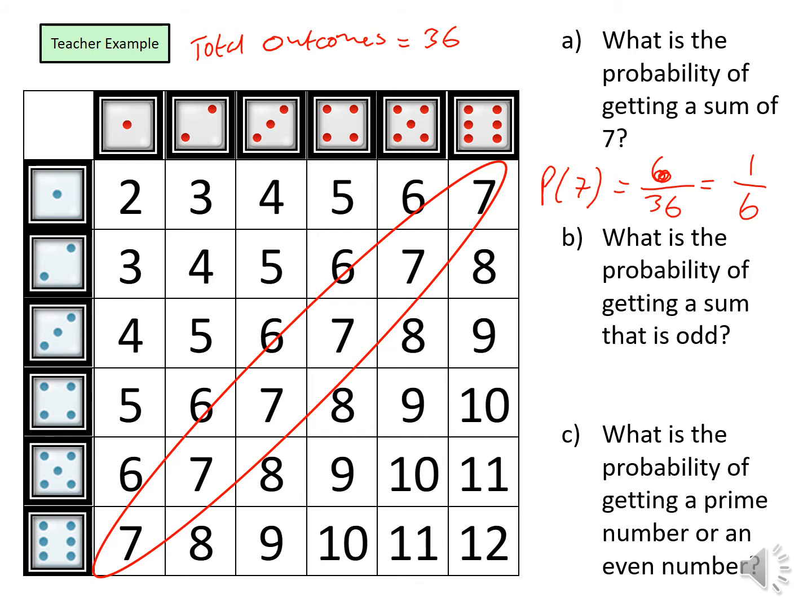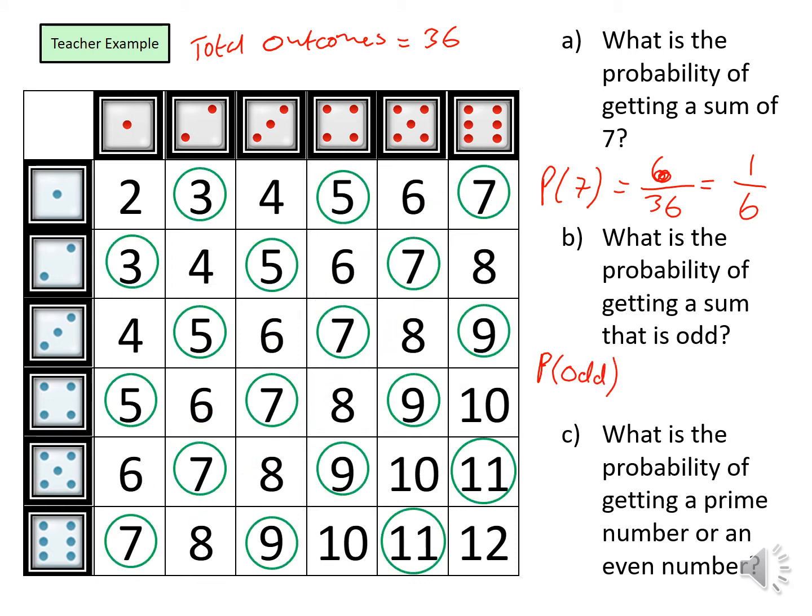Okay, next. What is the probability of getting a sum that is odd? So the probability of getting an odd number. Okay, if we have a look here now, we count how many odd numbers we have. If you count all of these odd numbers, we have 18 of them. 18 out of 36. And again, if we simplify, divide top and bottom by 18, we have a half.